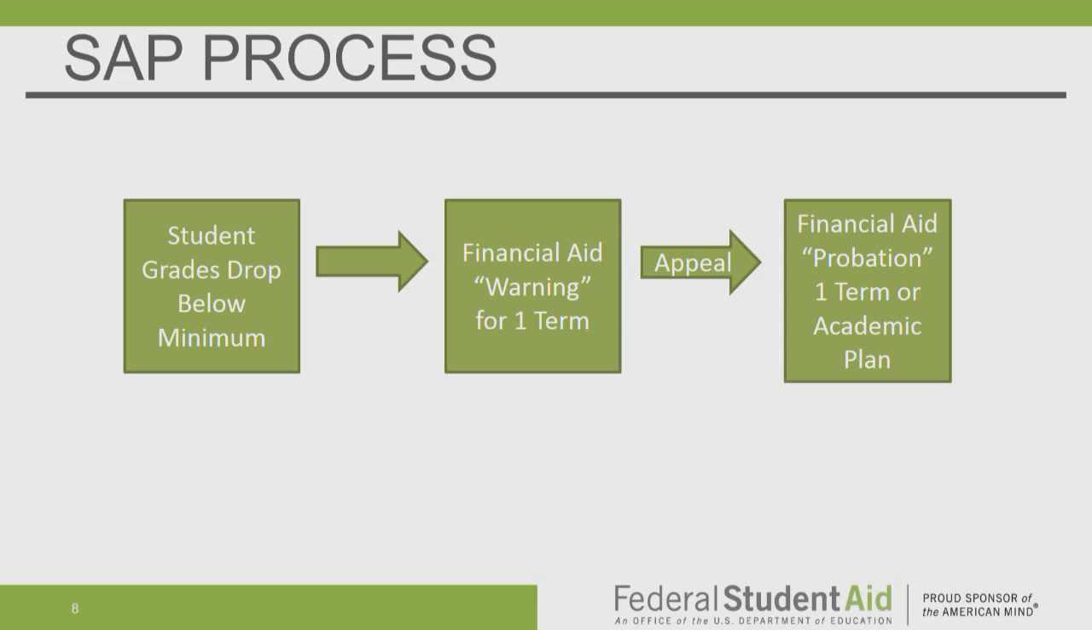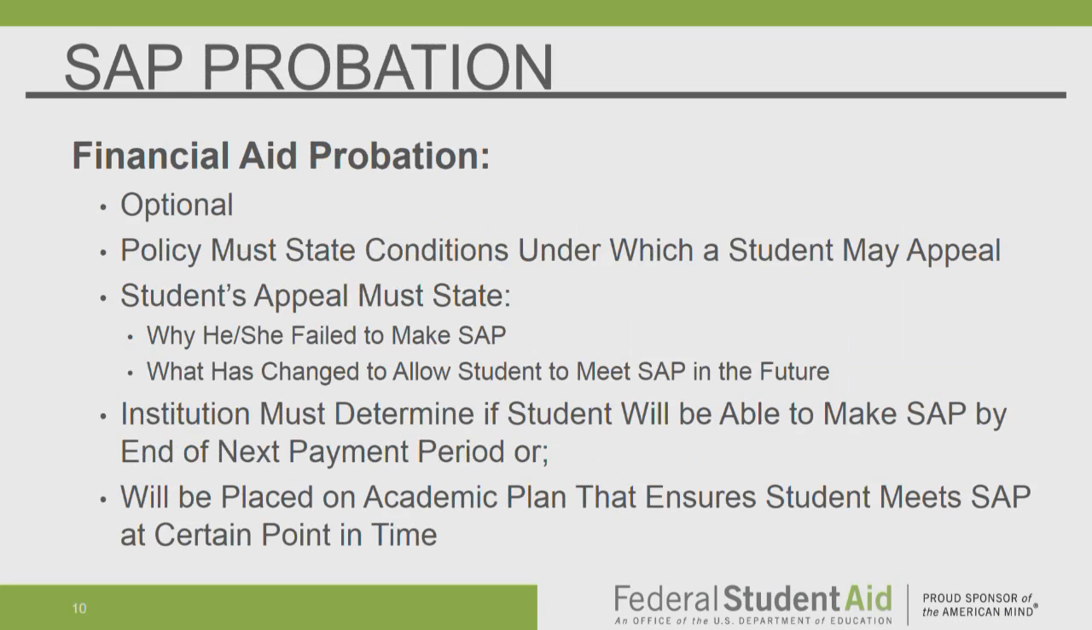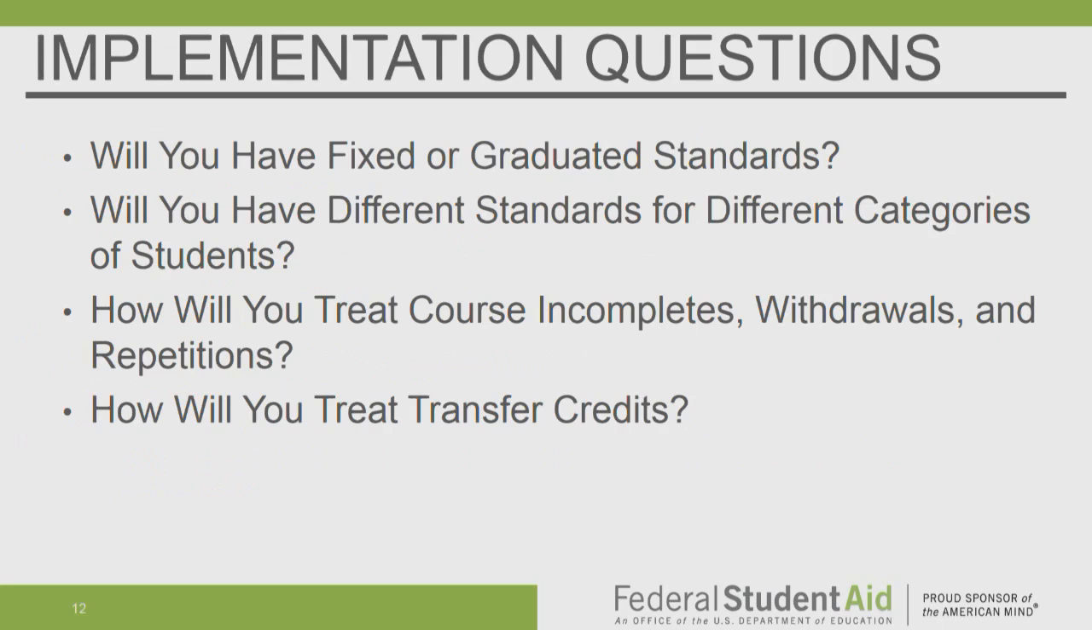Could you just give an example of, if the school does not have an appeal policy, what the student could possibly do to regain eligibility without an appeal policy? Well, you're going to have to determine that as an institution.